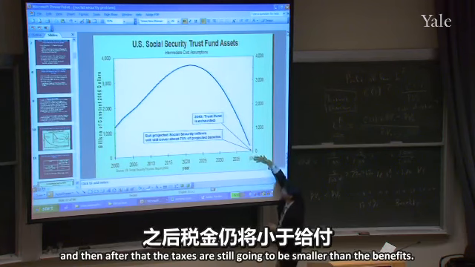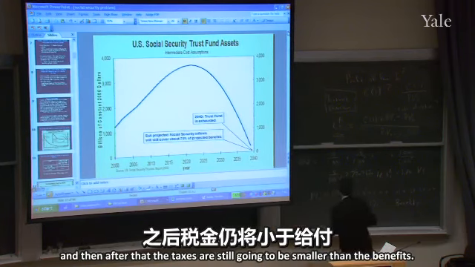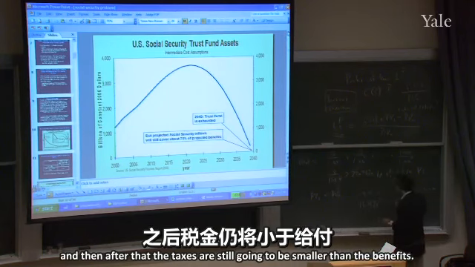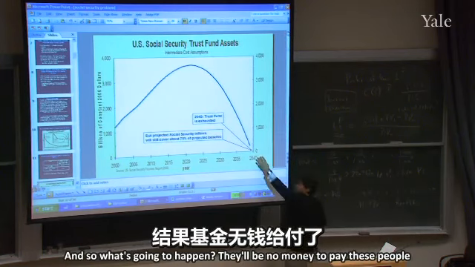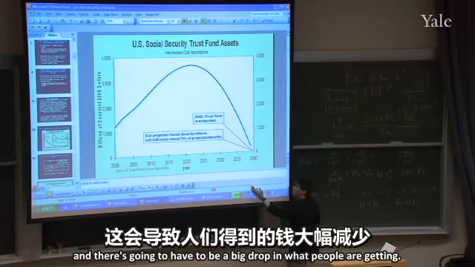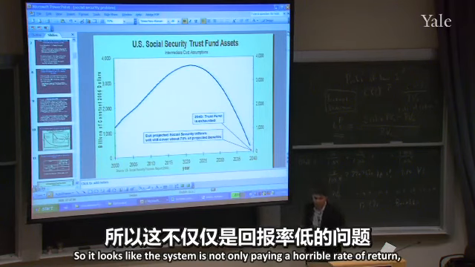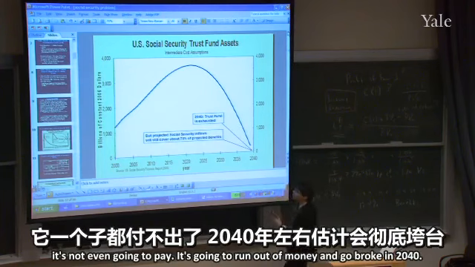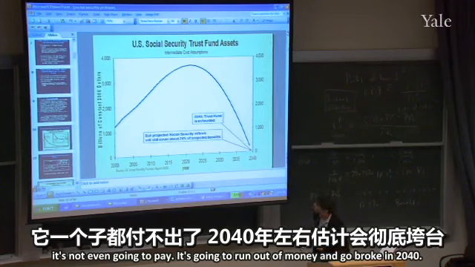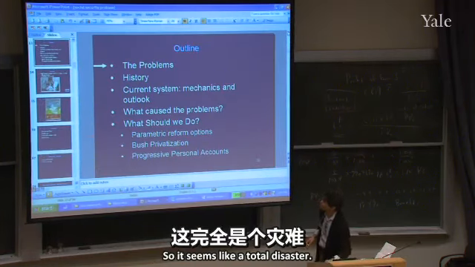And then after that, the taxes are still going to be smaller than the benefits. So what's going to happen? There'll be no money to pay these people, and there's going to have to be a big drop in what people are getting. So it looks like the system is not only paying a horrible rate of return, it's not even going to pay. It's going to run out of money and go broke in 2040. So it seems like a total disaster.